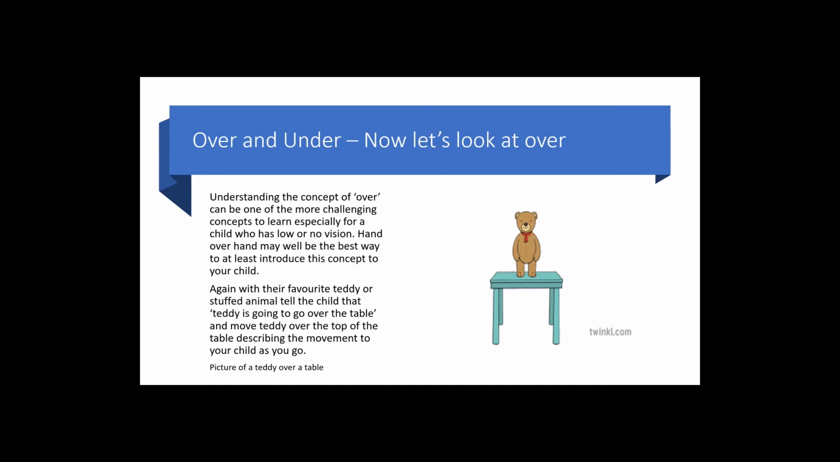Let's continue with the concept of over. Understanding the concept of over can be one of the more challenging concepts to learn, especially for a child who has low or no vision. Hand over hand may well be the best way to at least introduce this concept to your child. Again, with their favourite teddy or stuffed animal or toy, tell the child that Teddy is going to go over the table and move the teddy over the top of the table, describing the movement to your child as you go. There is a picture of a teddy over a table on this slide.